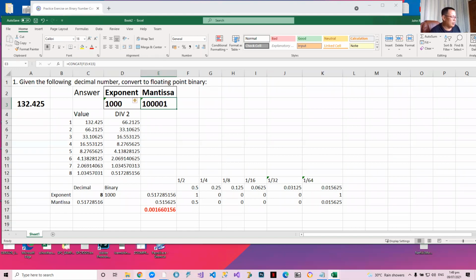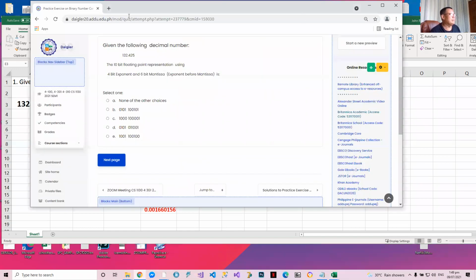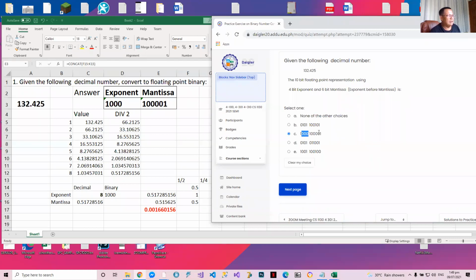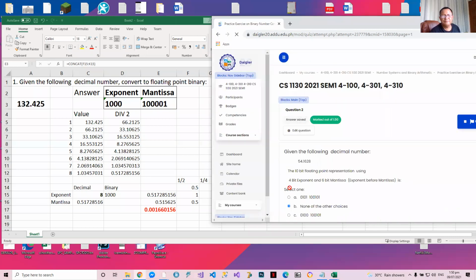So anyway, let's look at our exam. What are the choices? 1010, we're looking for this. Okay, this, and the mantissa is 100. This is the correct answer. The correct answer is letter C. Okay, any questions? We go to the next question.